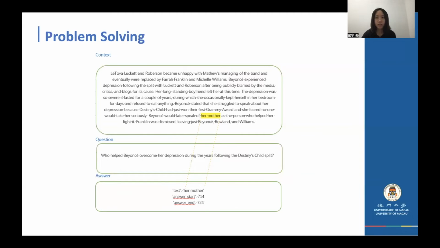How do we actually apply BERT to question answering? We are going to give it a question. Who helped Beyonce overcome her depression during the years following the Destiny's Child split? And the reference text we will use is given in the slide. The answer that we are looking for is her mother.